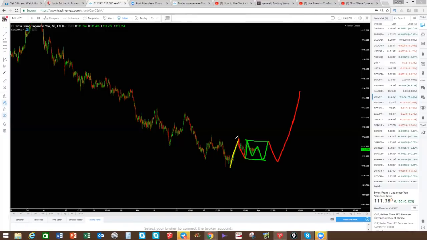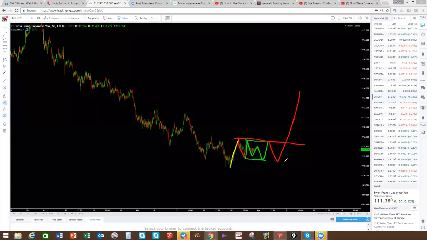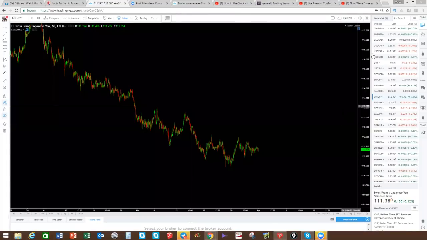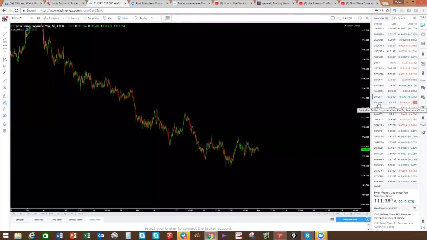So if this correction completes like that, then that is the trade to the upside. So we need to keep an eye on this one, like that. So that will give you an A, B, C, A, B, C in the lower degree. So wait for this correction to complete. You can see it's incomplete right now. We'll wait for it to give us an indication. All right, so that's CHFJPY and the rest of the yen pairs.